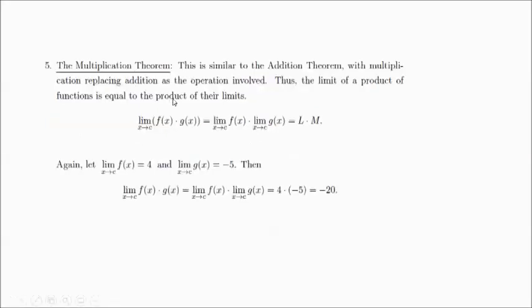Ngayon sa multiplication, just like yung addition tsaka yung subtraction, papalitan mo lang ng multiplication. So simply multiply the limits of the two functions. So again, meron tayong given dito, 4 dun sa isa, negative 5 dun sa isa. I-multiply lang, 4 times negative 5. So that is negative 20. Okay?